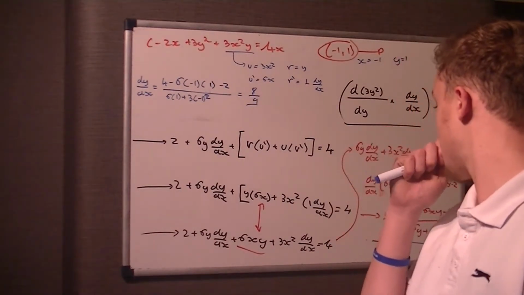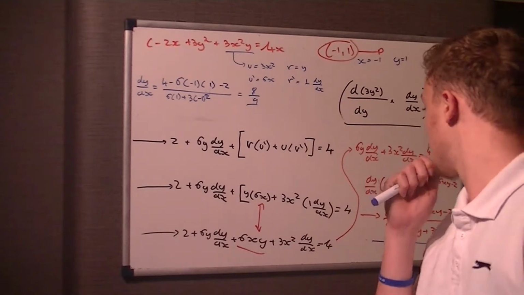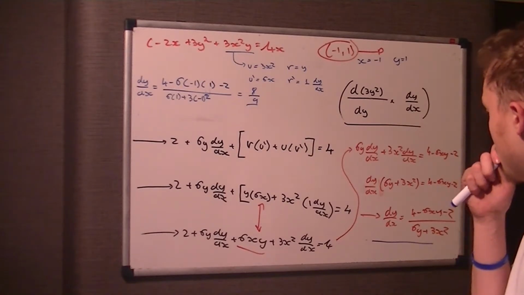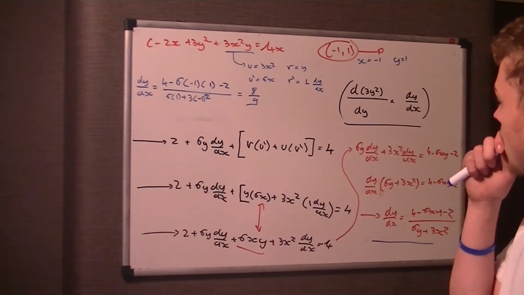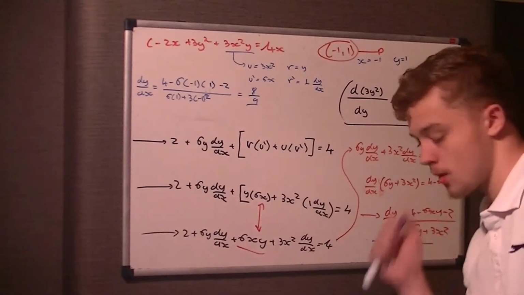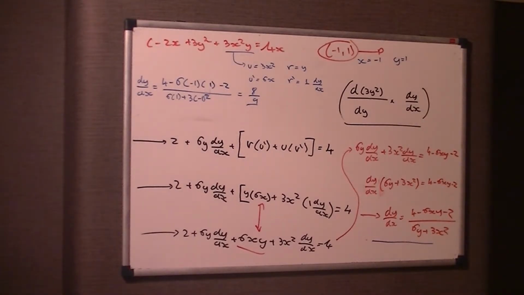I've done something wrong. Sorry, I'm just double checking. Sorry, yeah, so you carry on doing that. 8x, 6x1 plus 3x squared. For what?